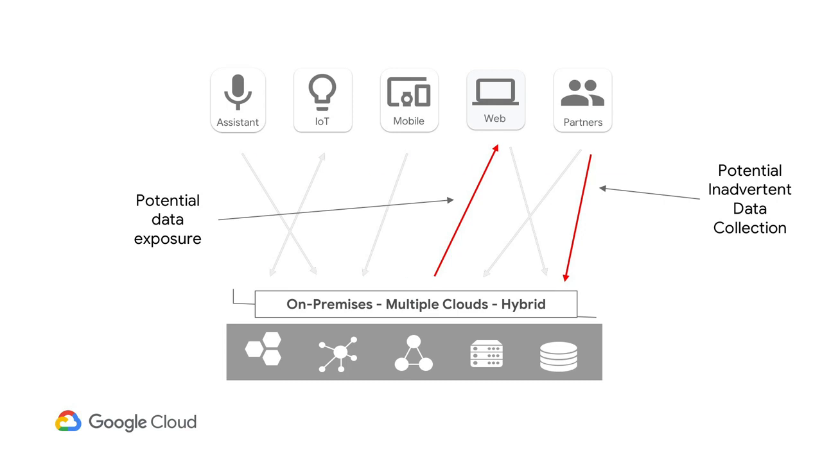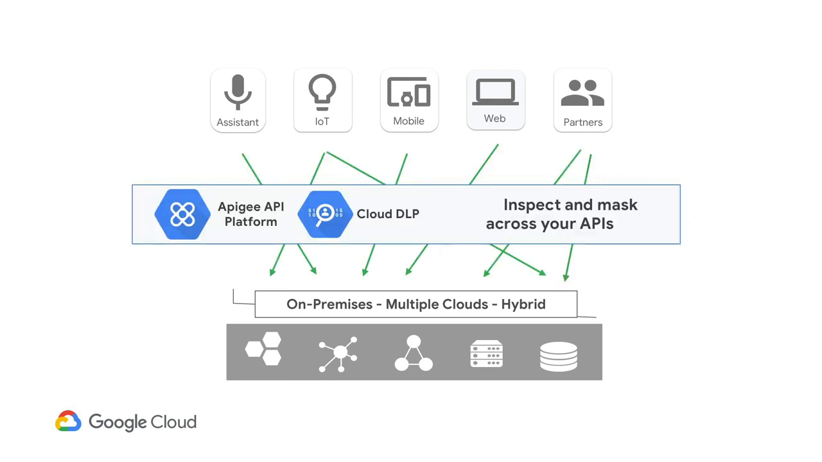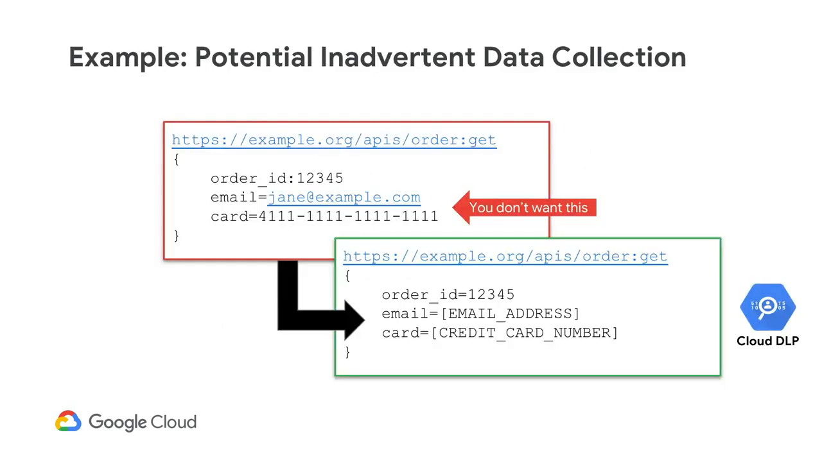And that's where the Apigee API platform with the Edge extensions and Cloud DLP can really help you inspect and mask across all of your APIs. So the arrows now showing in green, we're basically saying we can actually apply that policy so that you are only exposing and collecting the information that you intend to. So let's walk through just a high-level example of these.